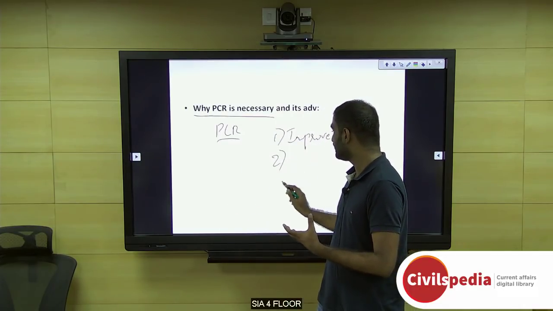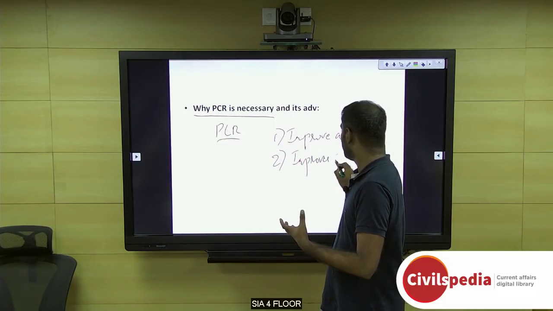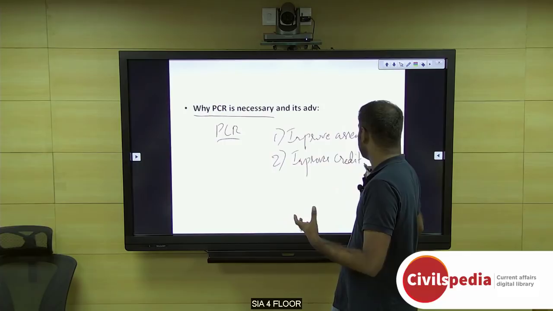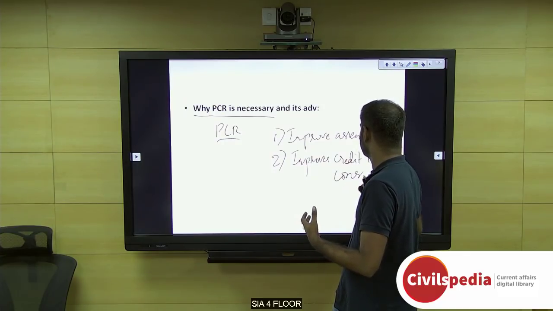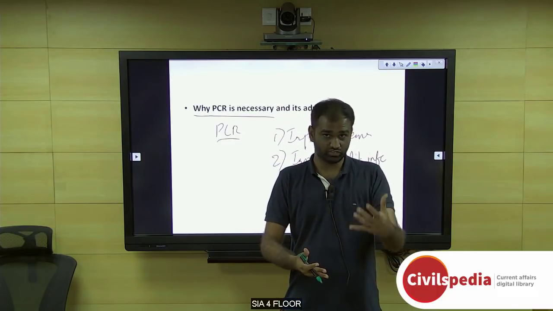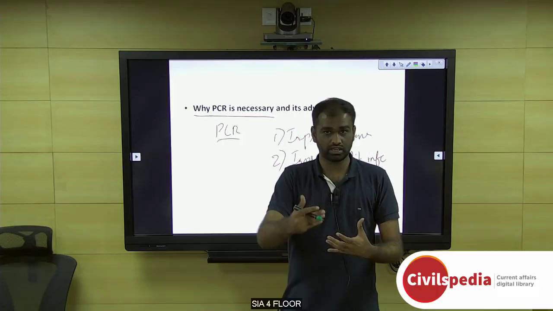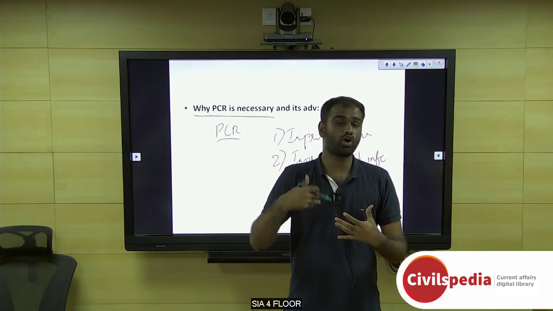And the next advantage is that it improves credit information among consumers. If consumers come to know that there is a separate registry which tracks all their credit information, consumers will be motivated to repay all their loans back.